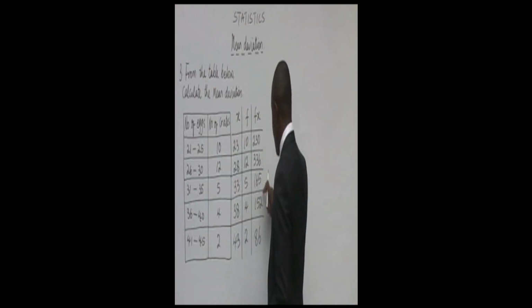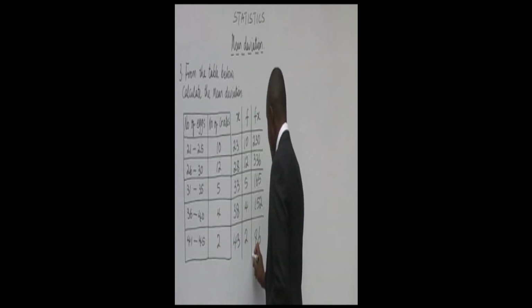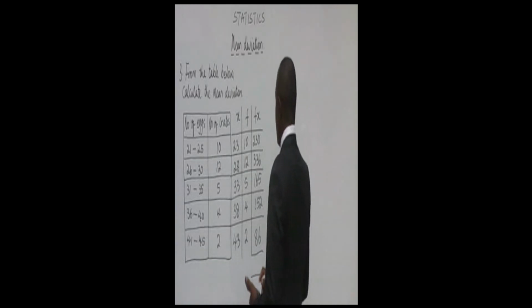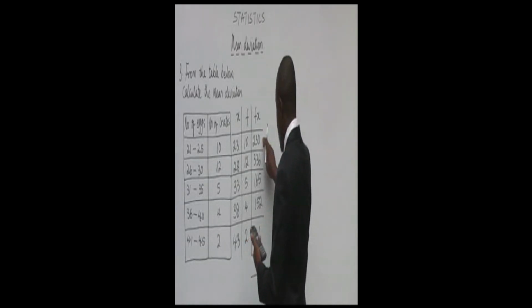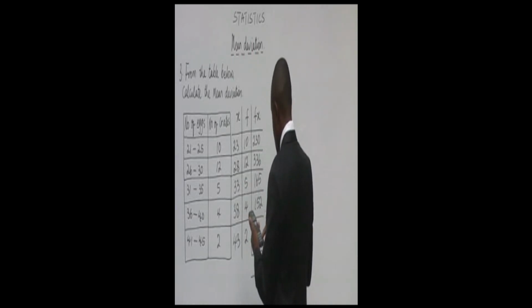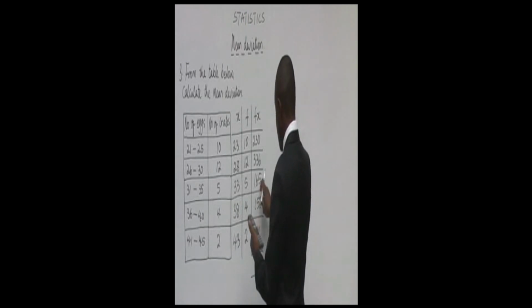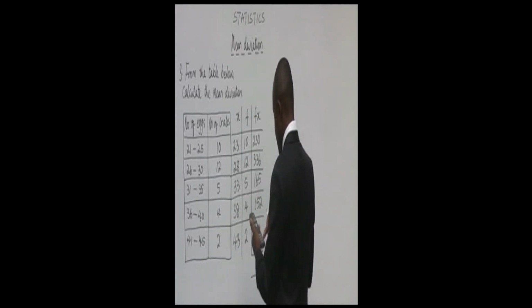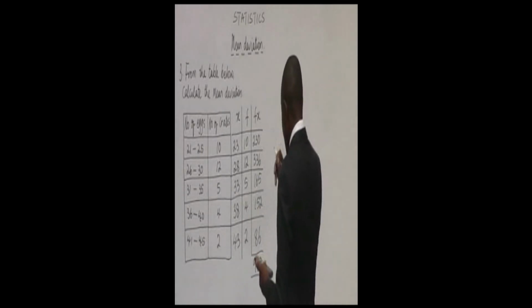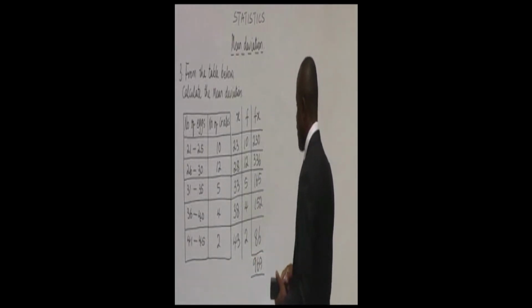Sum of all these fx, because we need the sum of fx for our mean. So let's add them together. The first one is 230 plus 336 plus 165 plus 152 plus 86. It's giving me 969. So that is our sum of fx.